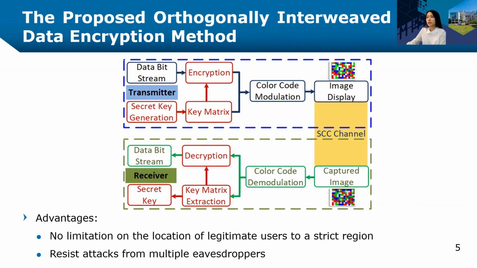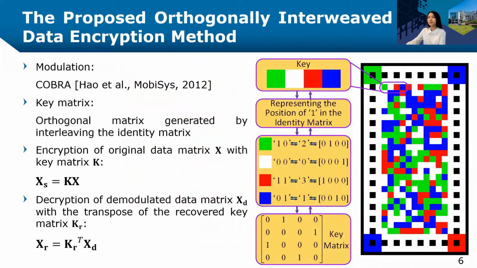Different from the existing method, the proposed data encryption method does not limit the location of the legitimate user to a strict region and can resist attacks from multiple eavesdroppers. Here we modulate the data stream by Cobra color code. The figure illustrates an example of one frame.